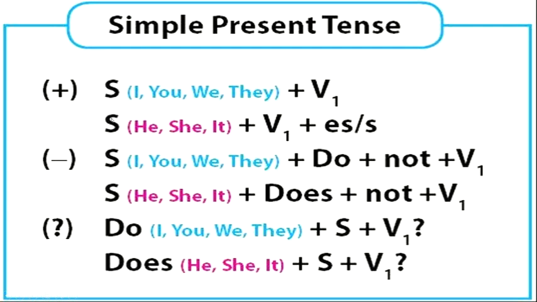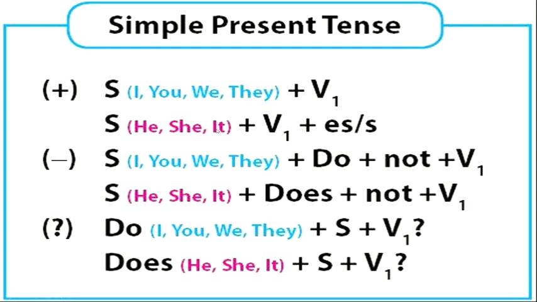Plus means positive statements, affirmative sentences. It is clearly mentioned that with the subjects like I, you, we, they, we are using verb first form. With the subjects he, she, it, we have to use s or es with the verb first form. Okay? Like I eat. He eats. You teach. She teaches. We play. It plays. They watch. He watches. Is that clear?